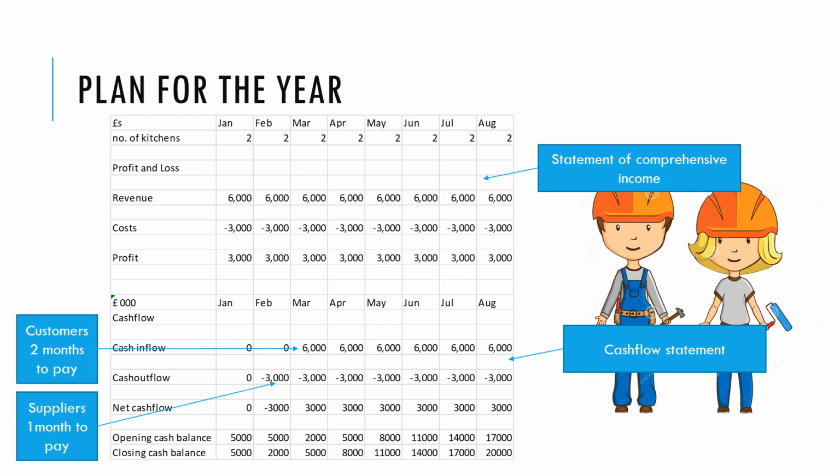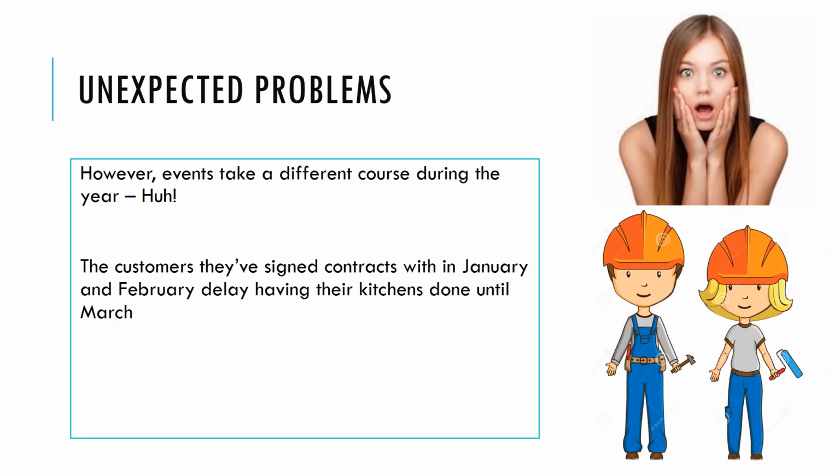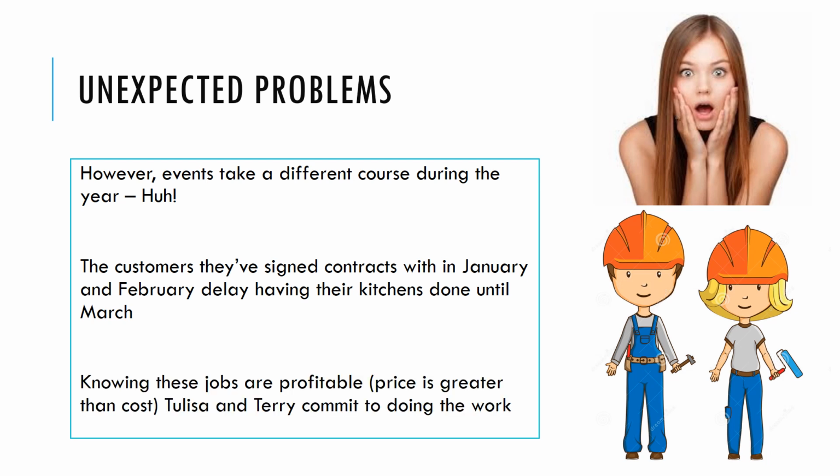Now does that cause Talisa or Tiddy any problems? Not really. They've always got cash in the bank, and so there's no real issues in terms of cash flow. However, we're going to imagine some unexpected problems. Events take a different course during the year. The customers they've signed contracts with in January and February delay having their kitchens done until March. So the 2 in January and the 2 in February are saying we want to do our kitchens in March. Now, knowing that they make a profit on these jobs, the price they charge, the £3,000, is greater than the cost of doing the work, Talisa and Tiddy commit to doing the work.